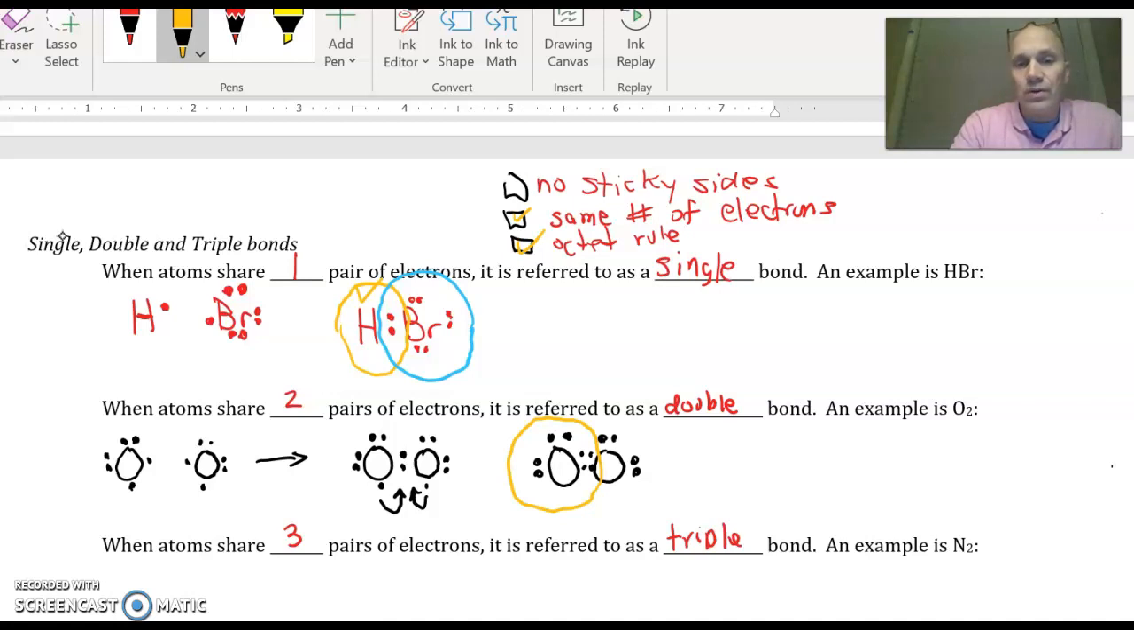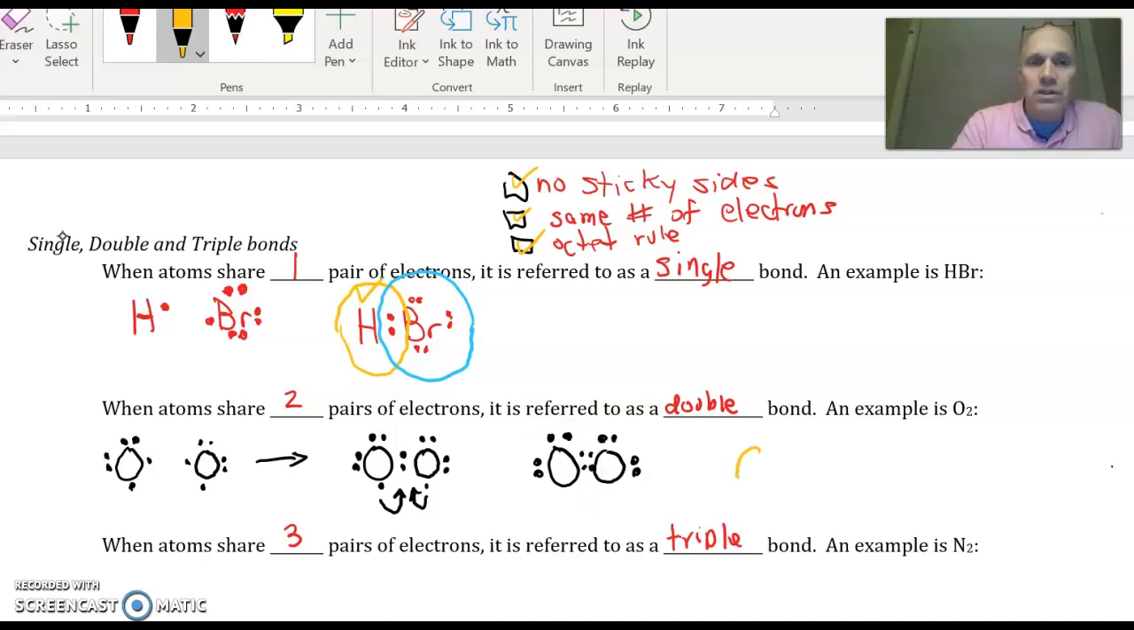And notice now there's no sticky sides. If you circled the other oxygen atom, if I were to do it like this, you would see that it also satisfies the octet rule. So this would be an acceptable structure right here. And again, we would want to clean this up.